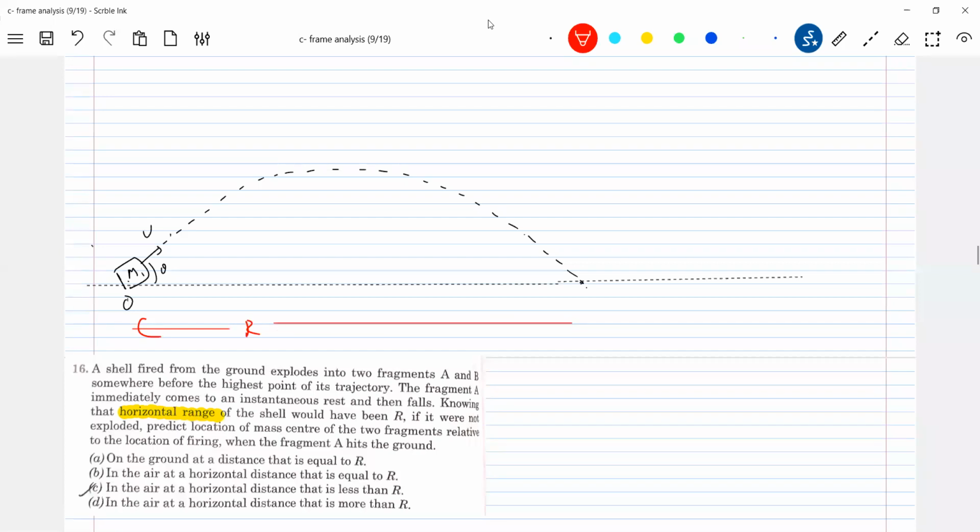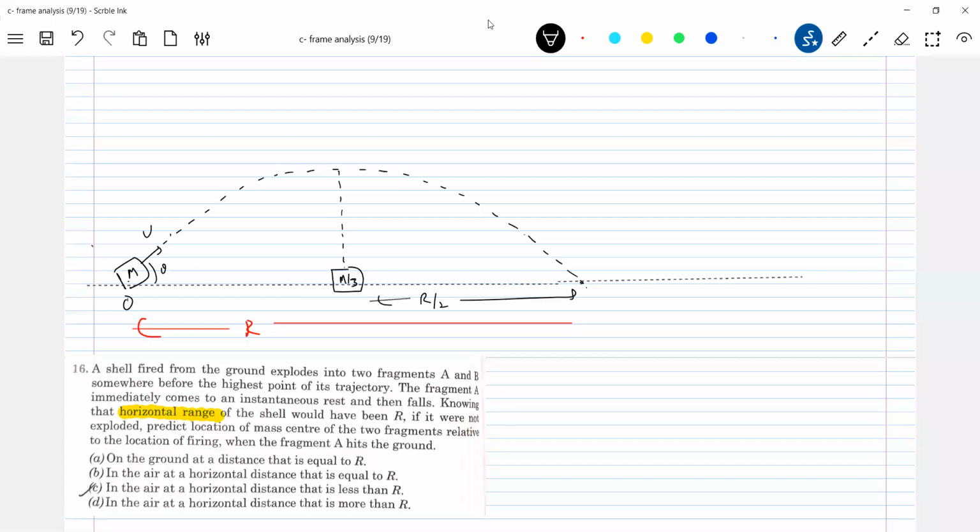I'm not discussing the question; I'll come to it later on. Let me give a general idea. Now explosion occurs. Due to explosion, it depends. If one of the fragments, let me take that as m by 3, falls here, at what distance will it fall? At R by 2.